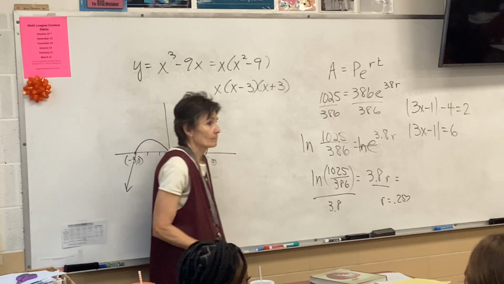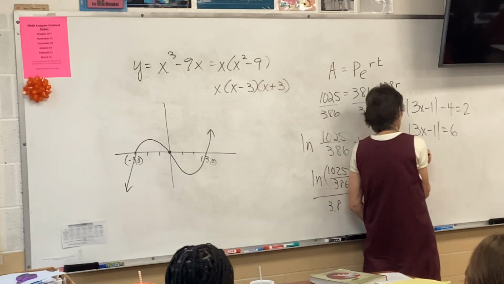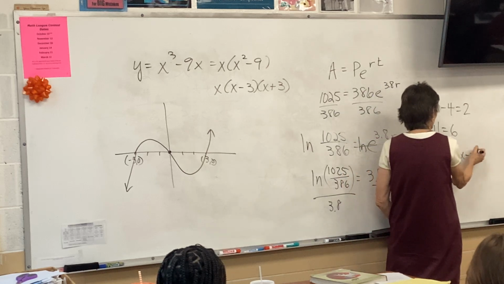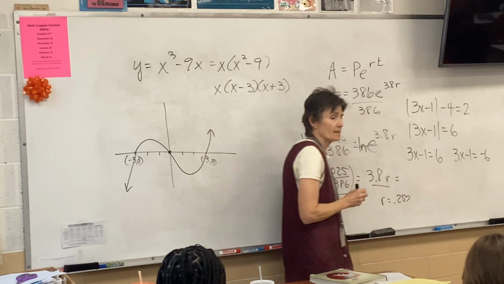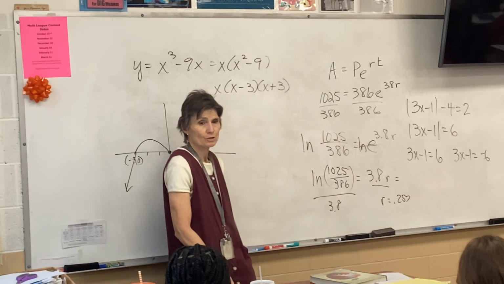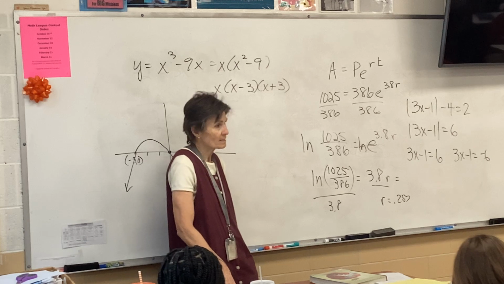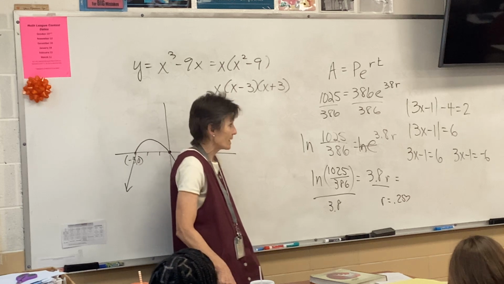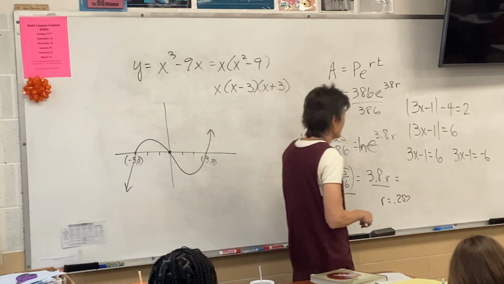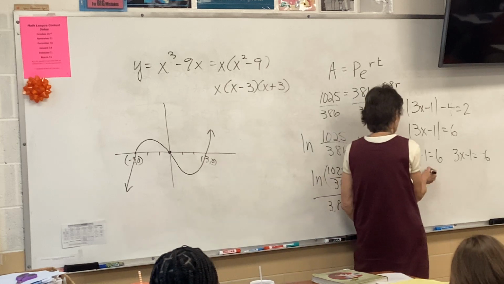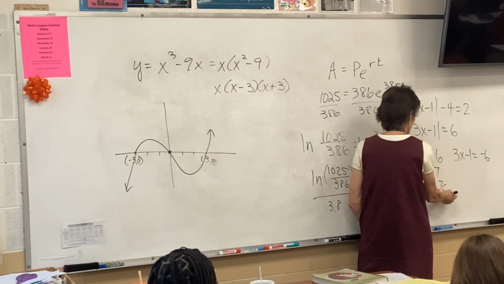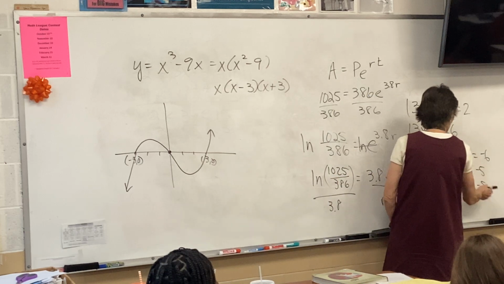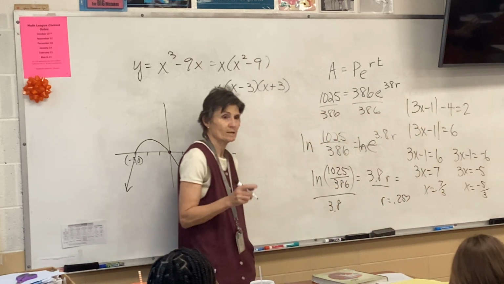Then I split it up. So 3x minus 1 equals 6, and 3x minus 1 equals -6. Notice, that's the way I split it up. I don't change other signs. I don't mess around with anything else. And then I just solve. So one of my answers is 7/3, and the other answer is -5/3. Just solving the equations.